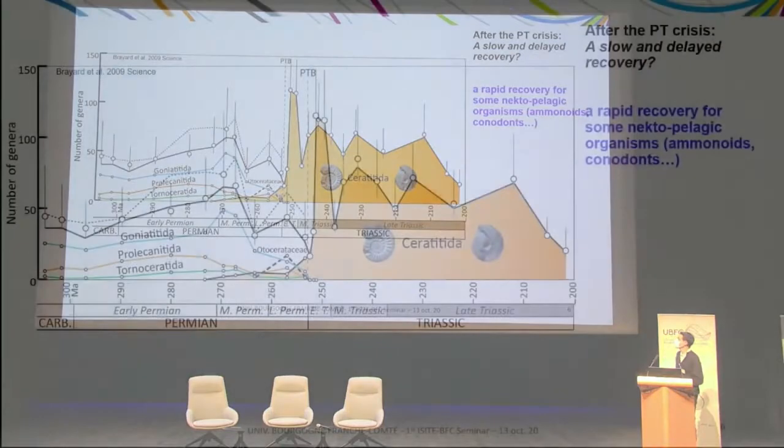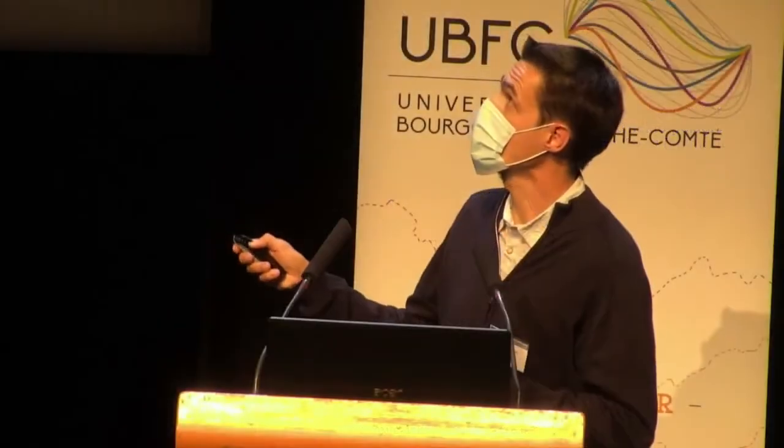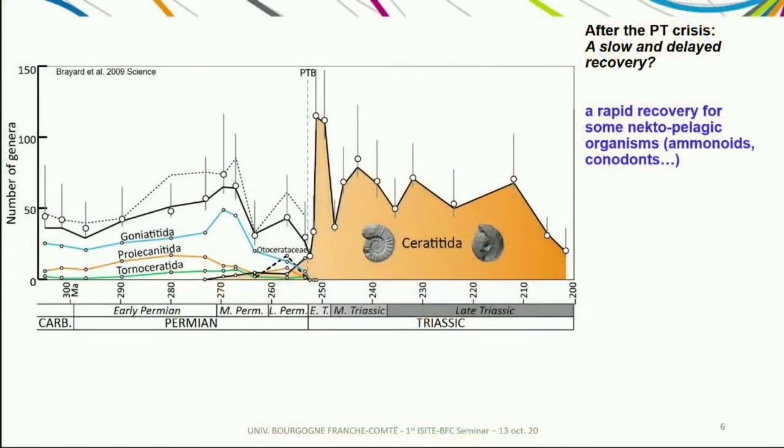In the first example, we opened the debate on the pace of the recovery itself by showing that for some nektopelagic organisms, such as ammonoids and conodonts, this recovery was very rapid. This graph shows you the evolution of ammonoid diversity from the late Carboniferous here to the late Triassic here. The Permian-Triassic boundary is here at the center, and again, it's quite easy to see that ammonoids reach diversity much higher than during the Permian in less than about 2 million years, which is very rapid.